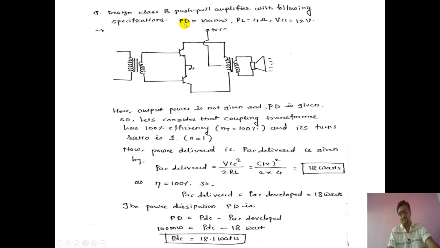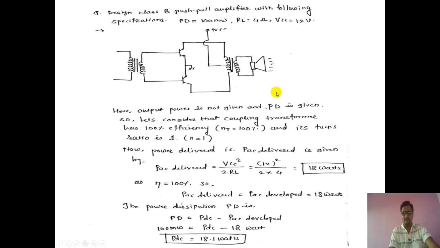The given specifications are PD, that is power dissipation, load resistance, and VCC. See, it is the same specifications as the problem that I gave you as homework for the class A transformer coupled amplifier, is it not? For all power amplifiers, the specification given is the same. They give load resistance, they give VCC, and they give either output power or the power dissipation. And the method to design is the same. Only the equations are changed. Equations for class A are different, equations for class B are different. Otherwise, the rest of the scenario is completely the same.